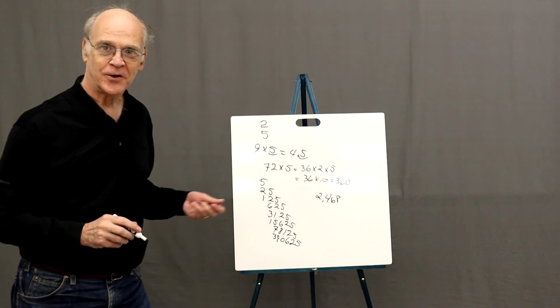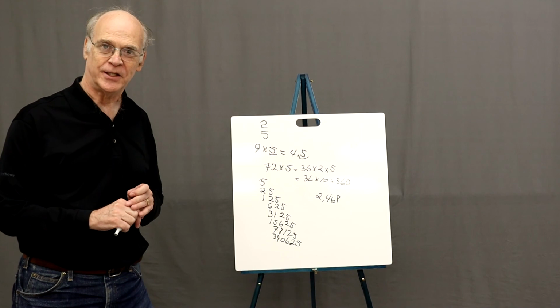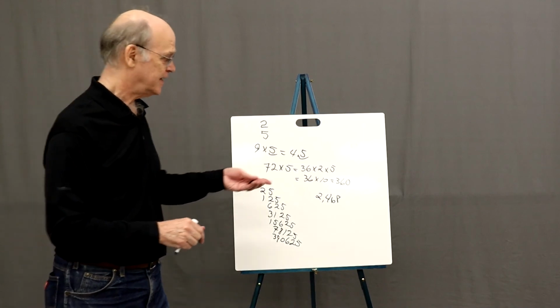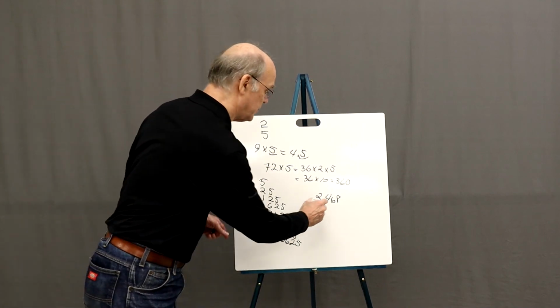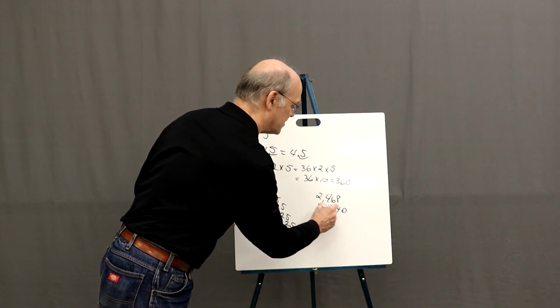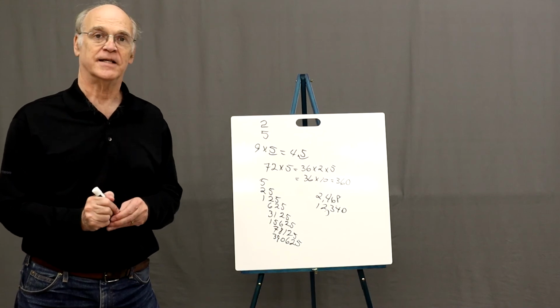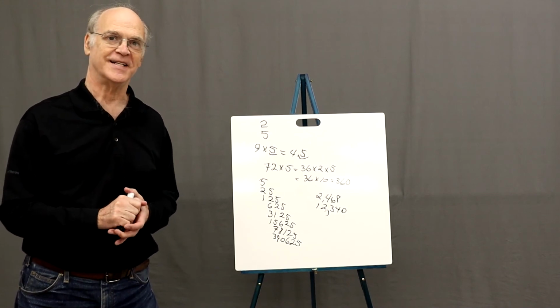If you want to practice at home, you can do 5 times 2,468 in your head instantaneously, because you all know that half of 2468 is 1, 2, 3, 4, with a 0 on the end of it gives you 12,340. And yes, it is that fast, and it is that easy.